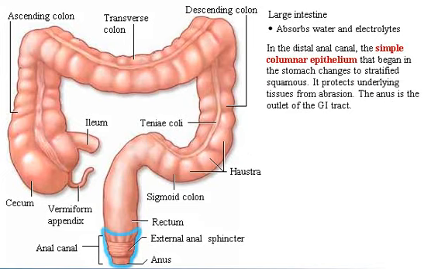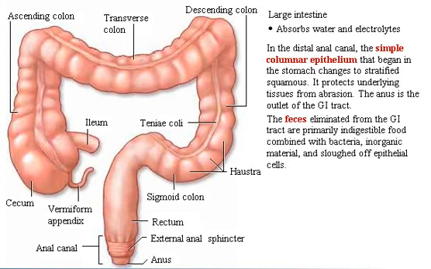In the distal anal canal, the simple columnar epithelium that began in the stomach changes to stratified squamous. It protects underlying tissues from abrasion. The anus is the outlet of the GI tract. The feces eliminated from the GI tract are primarily indigestible food combined with bacteria, inorganic material, and sloughed off epithelial cells.